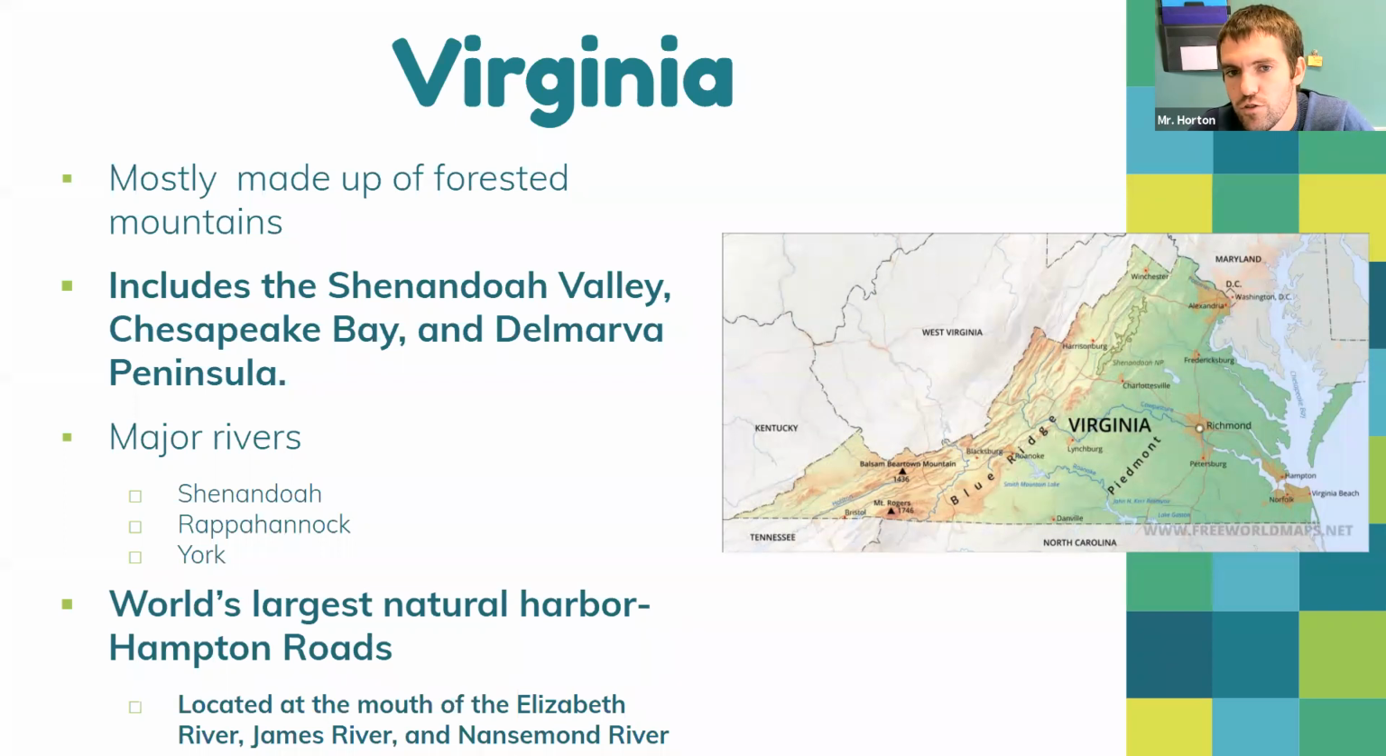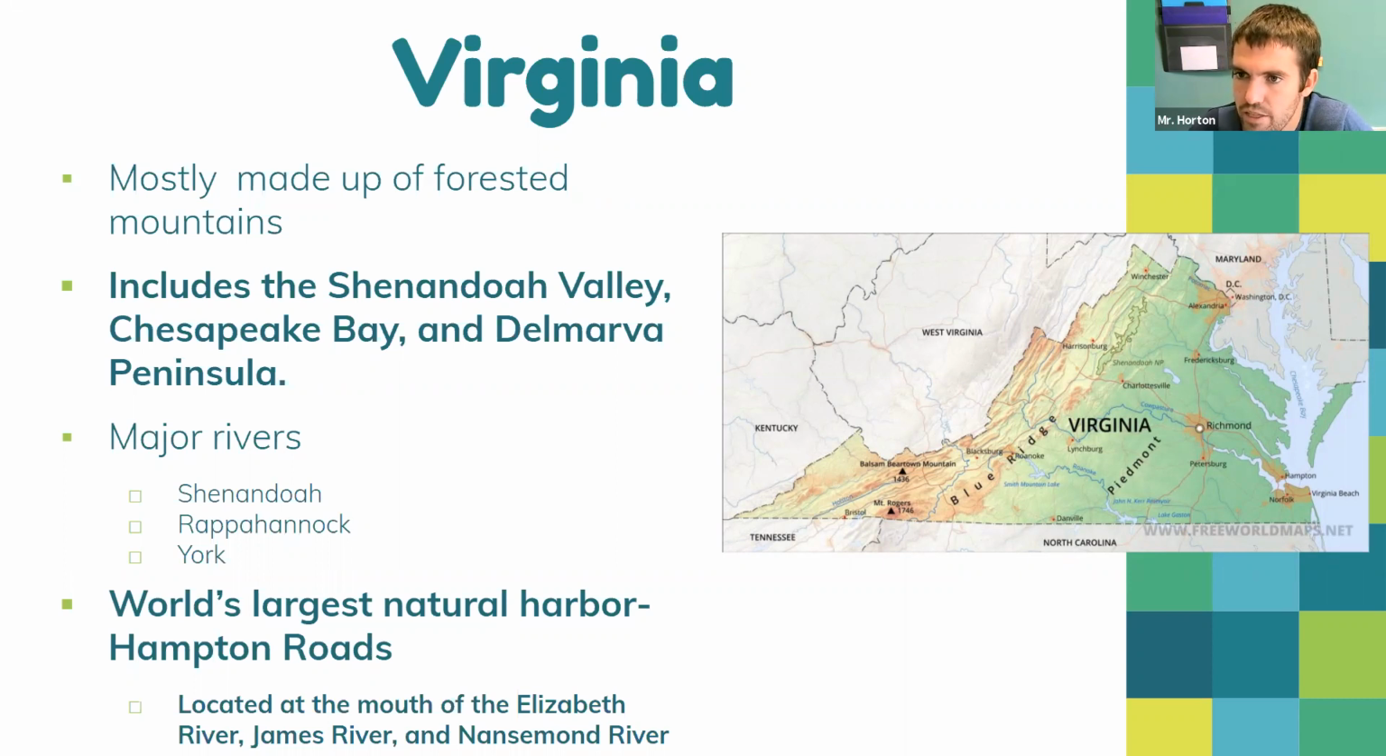Okay, so 2 things for Virginia. We're saying it includes the Shenandoah Valley. A valley, remember, is a kind of lowland in between mountains. It has a lot of greenery. The Chesapeake Bay is one of our more famous bays. A bay is a big body of water that extends into the land. And then the Delmarva Peninsula. A peninsula is a piece of land surrounded by water on 3 sides.